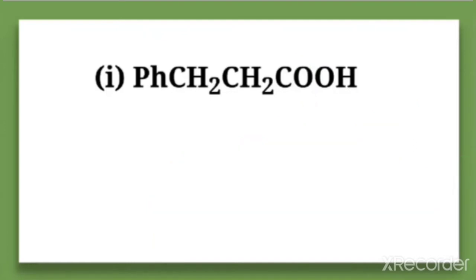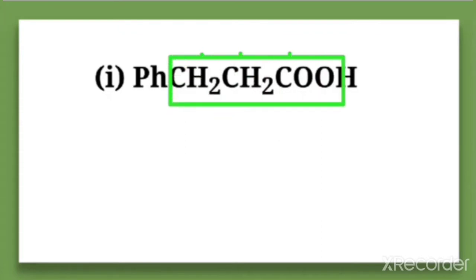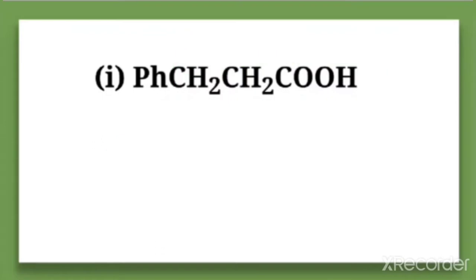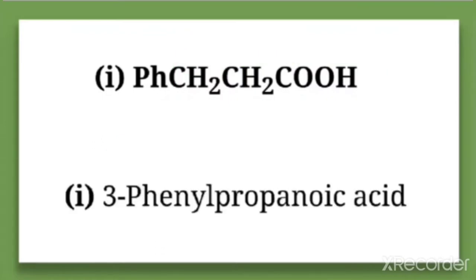So there is one phenyl group, and here 3 carbons are there. This is the main chain, and we have to start the counting from here: 1, 2, 3. So on the third carbon there is one phenyl group. What will be the name for this one? That is 3-phenyl. And how many carbons are there in the word root? On the main chain 3 carbons, therefore propanoic acid. So the name is 3-phenyl propanoic acid.